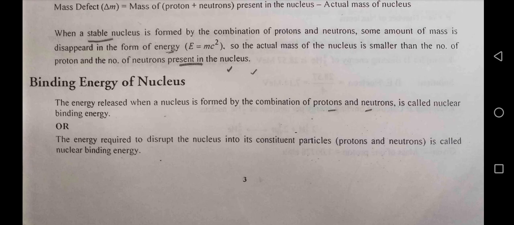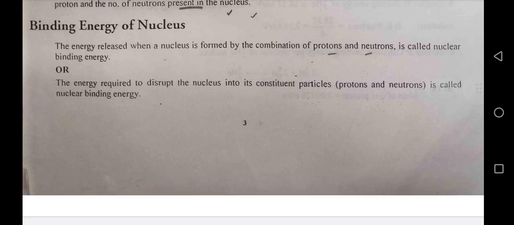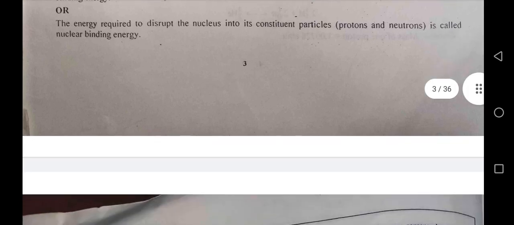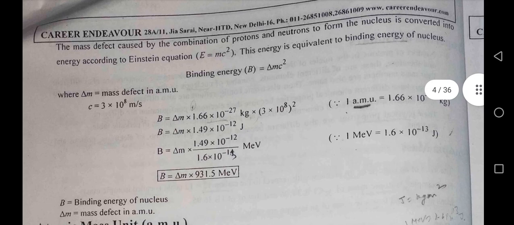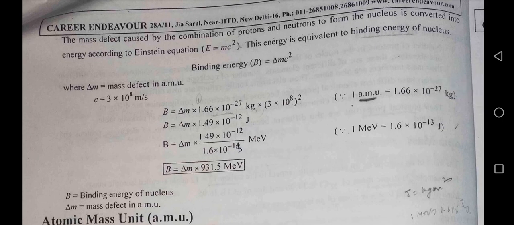Binding energy of nucleus. The energy released when a nucleus is formed by the combination of protons and neutrons is called nuclear binding energy, or the energy required to disrupt the nucleus into its constituent particles is called nuclear binding energy. The mass defect caused by the combination of protons and neutrons to form the nucleus is converted into energy according to Einstein's equation. This energy is equivalent to the binding energy of nucleons.